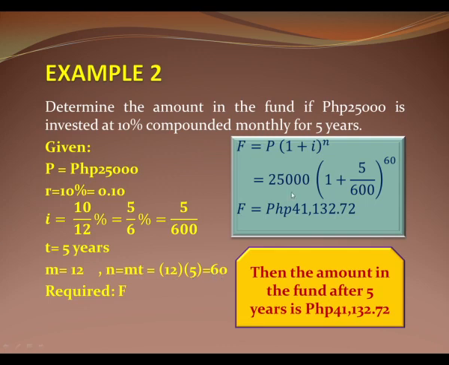And then substituting all the given in the problem, wherein P is 25,000, multiplied by 1 plus the periodic rate I, 5 over 600, and this is raised to N, which is equal to 60. Then using your calculator, the final amount now is equal to 41,132.72. And this is actually the amount in the fund after 5 years.